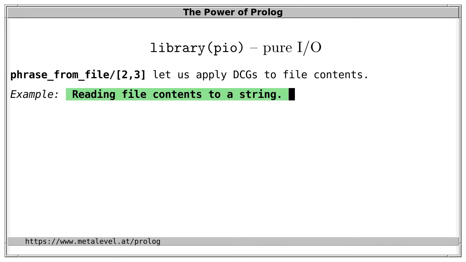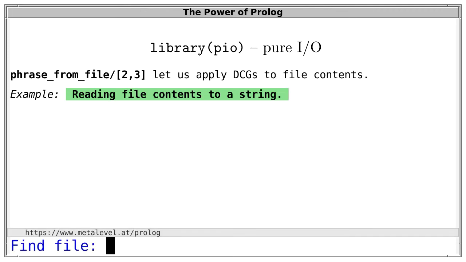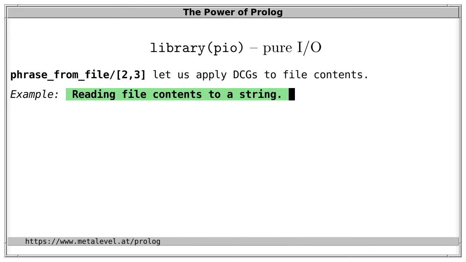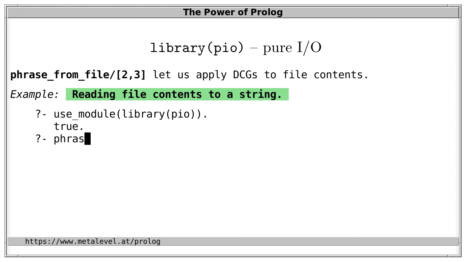For instance, let's read the entire file contents to a string. For example, let's take test.txt with this sample content. And to read the content to a string, we first import library pio. It already ships with Scryer Prolog, and there are also versions for other systems. And then we say phrase_from_file of seq of Cs. That is, we're interested in the list of characters Cs, and the second argument is a file name, such as our test.txt.